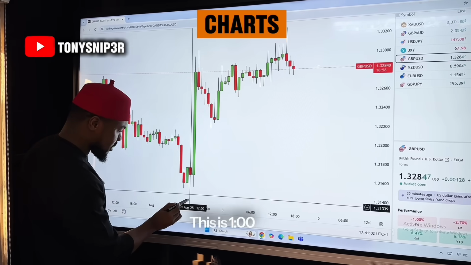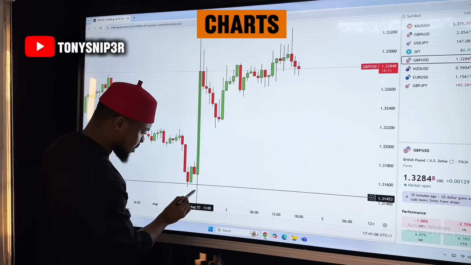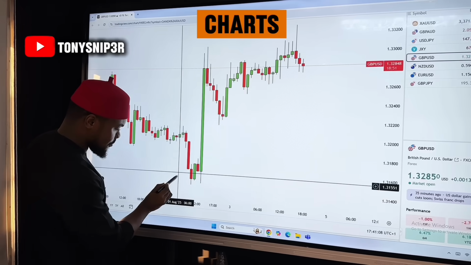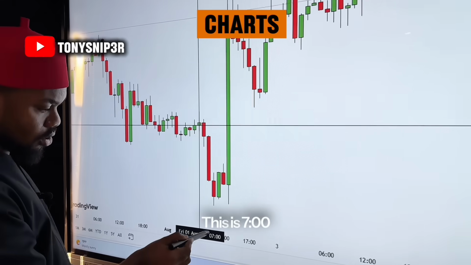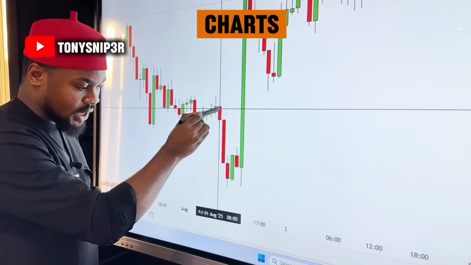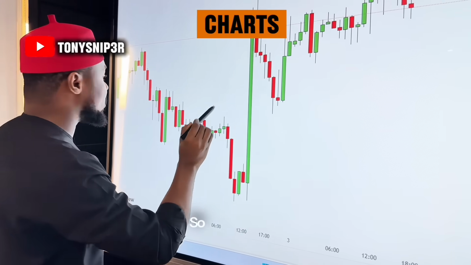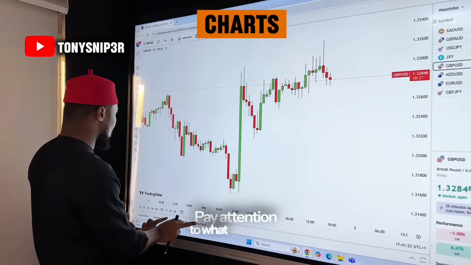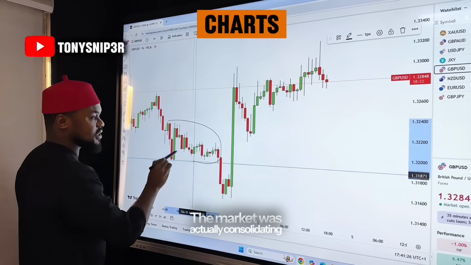Let's see. This is 1 a.m. It's 2 a.m. It's on the 25th. It's 7 a.m. Good. You can see this is what? This is 7 o'clock in the morning, and this is what? 8 o'clock, and this is what? The explosive move before the market recovered. So pay attention to what happened here, guys. The market was actually consolidating here.